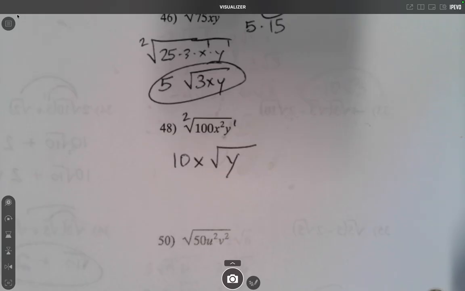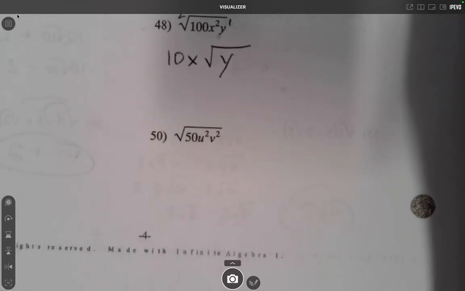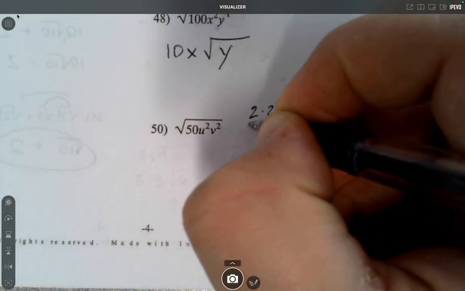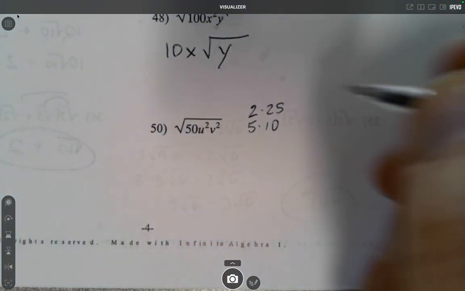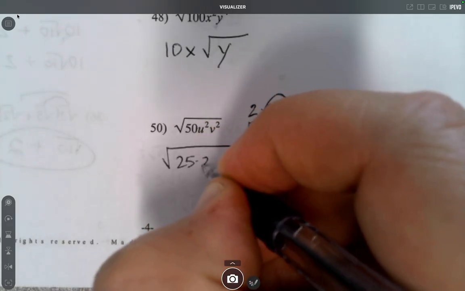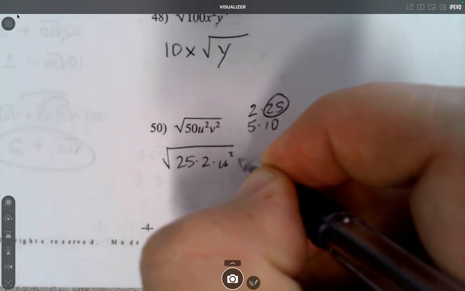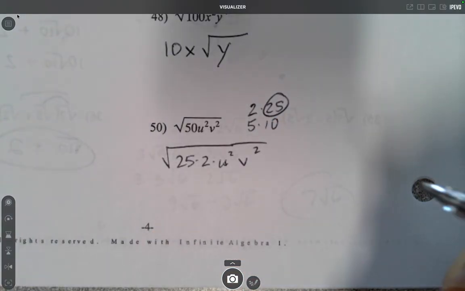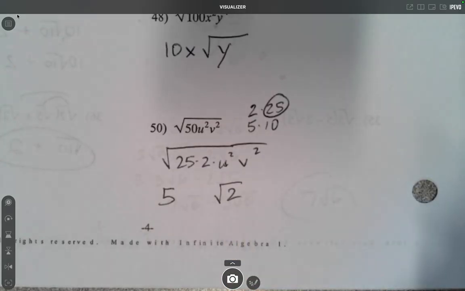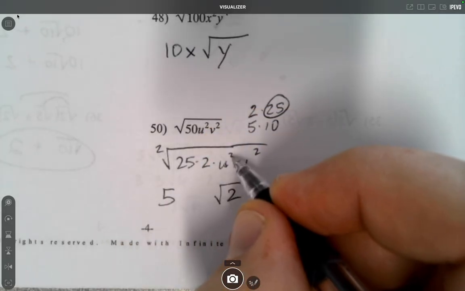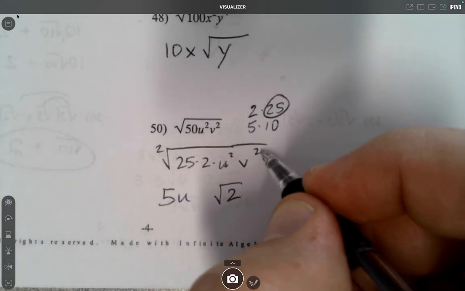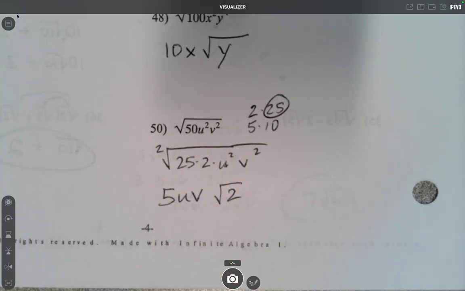Okay, last one. 50 can be 2 and 25 or 5 and 10. So 25 is our perfect square. So we'll do the square root of 25 times 2 times u squared times v squared. The square root of 25 is 5. Square root of 2 we don't know. 2 goes into 2 one time, so 1 u can come out. No leftovers. 2 can go into 2 one time, so 1 v comes out. No leftovers.